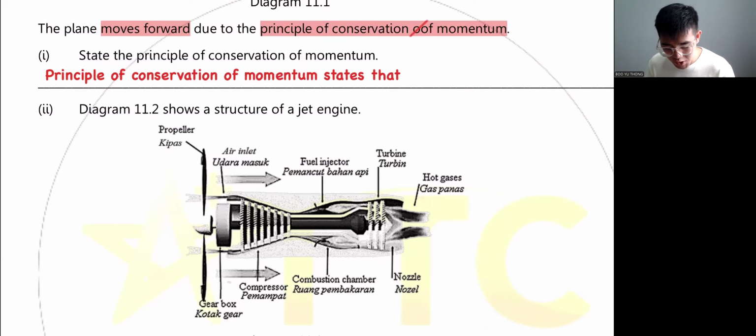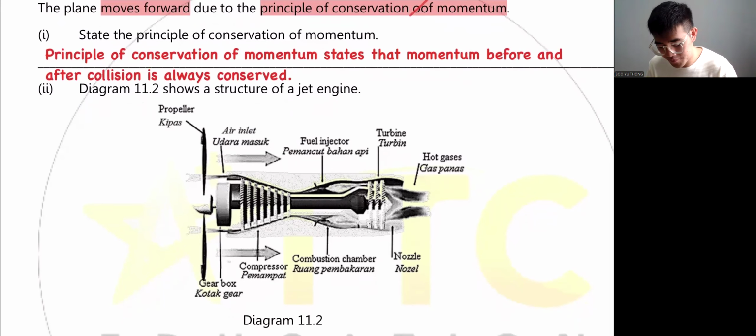Basically, a simple version will be, principle of conservation of momentum states that the momentum before and after a collision is always conserved. Right? This one don't copy first because I'm writing a wrong answer. I mean a not complete answer. This one, incomplete one. Okay? So to make it more complete, you have to add in the condition.